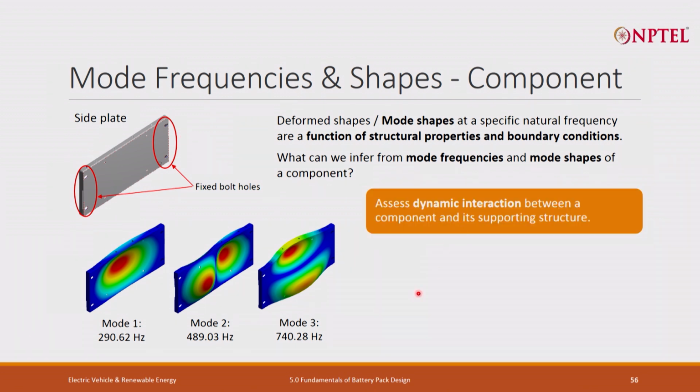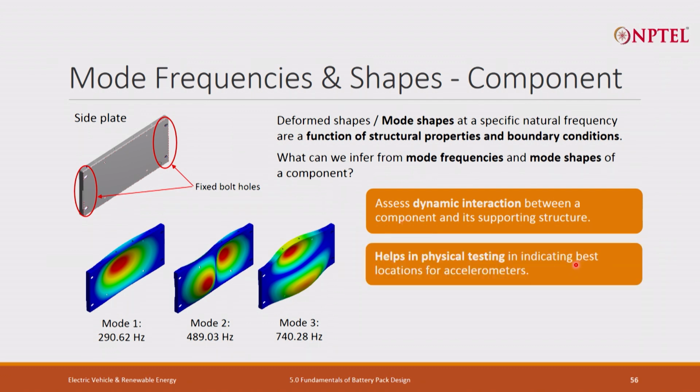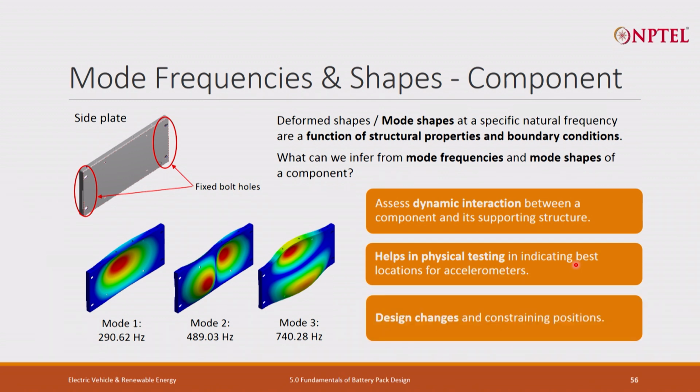What can we infer from these mode shapes? They give us information about the dynamic interaction between the component and its supporting structure. Now, if I wanted to reduce even this mode shape, what should I do? That is nothing but the component and its supporting structure. Do I need to do something here? It helps during the physical test in deciding where my sensors should be placed to capture the maximum deflection or maximum sensitivity. It also helps in design changes and in providing additional constraints if required. So this is about one component.